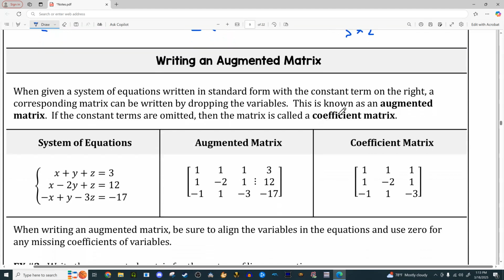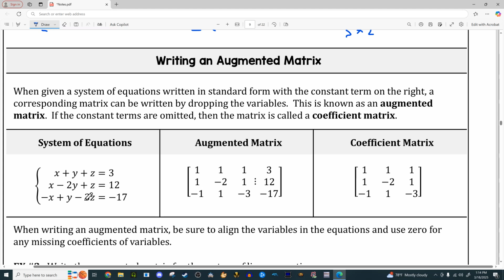Something else we can do with matrices is we can actually use them to represent a system of equations. So if we think back to our old systems of equations, can we see that from here to here, from the system of equations to an augmented matrix, all I did was I put, for example, 1x plus 1y plus 1z equals 3 as 1, 1, 1, 3. 1x minus 2y plus 1z equals 12 as 1, negative 2, 1, 12.